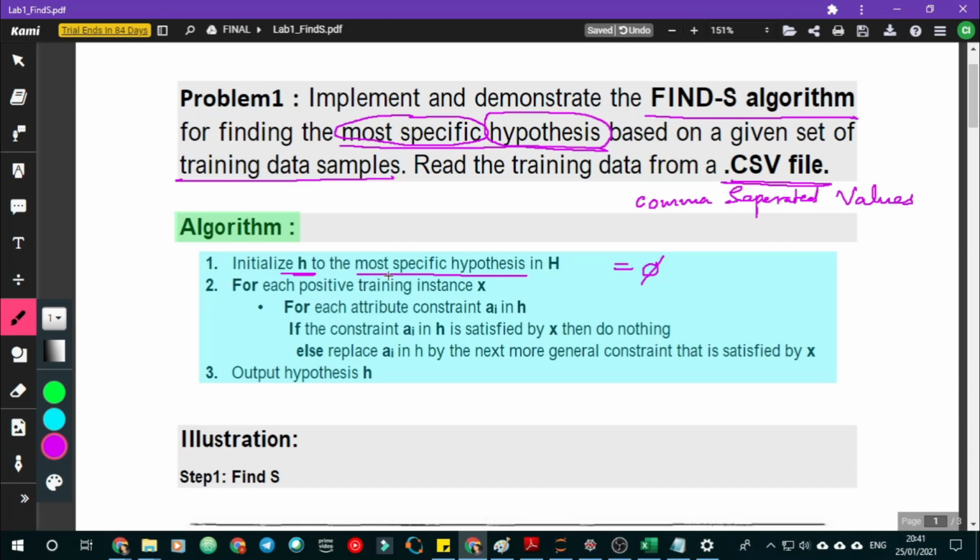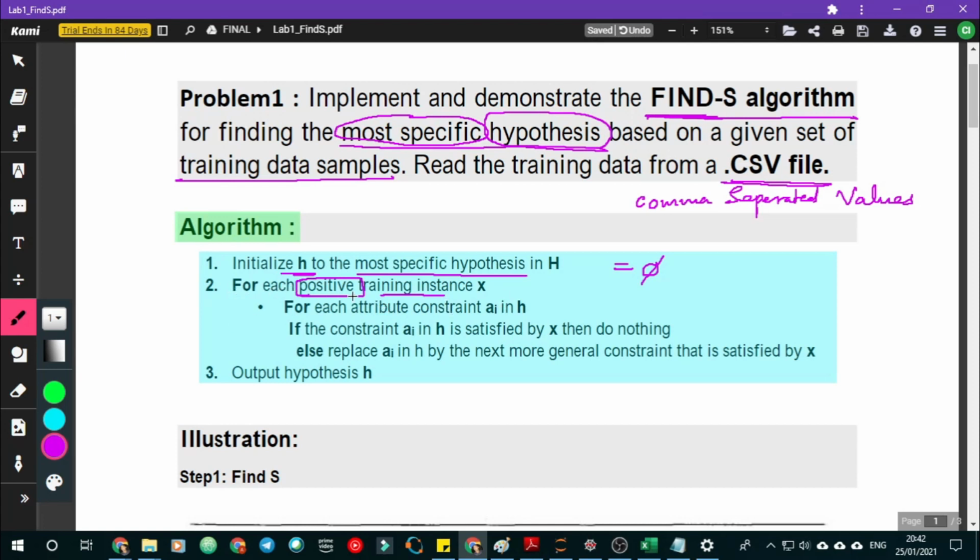Once we initialize the hypothesis, then we move to reading the data samples of the data set. So what kind of data samples are we reading here? We are reading only the positive training instances. This is one of the important features of the Find-S algorithm, that it reads only the positive training instances. A training instance is nothing but a data sample from the data set. Okay, training instance or a record or a sample or data sample, all are the same.